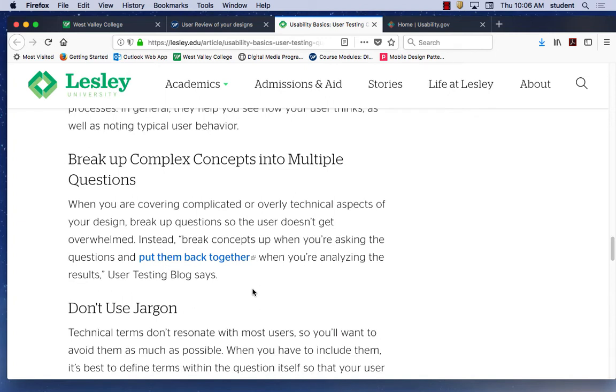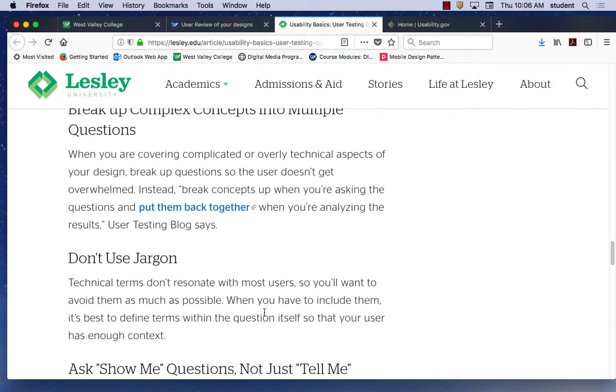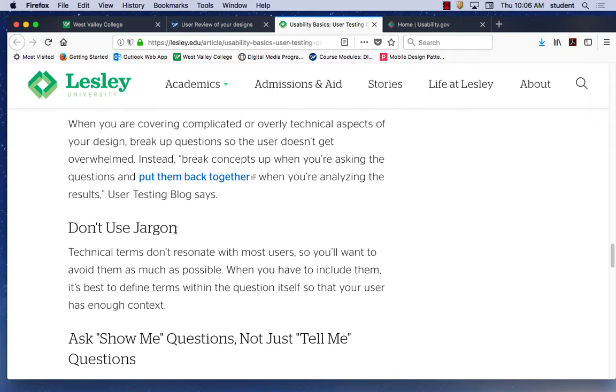Break up complex concepts into multiple questions. When you're covering complicated or overly technical aspects of your design, break up questions so that the user doesn't get overwhelmed. Instead, break concepts up when you're asking the question and put them back together when you're analyzing the results. Don't use jargon, which is what I was just talking about. If your target audience or your persona doesn't know what legibility means, it's not going to do any good. So think about that.